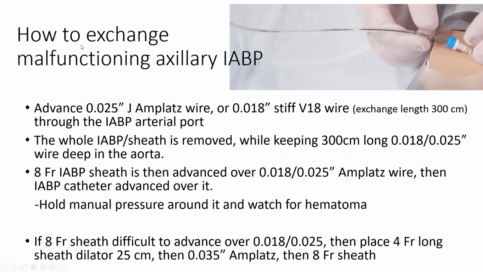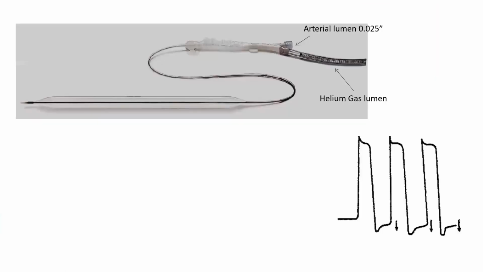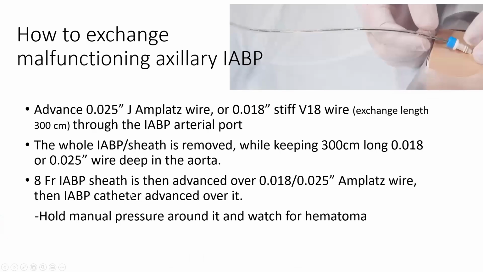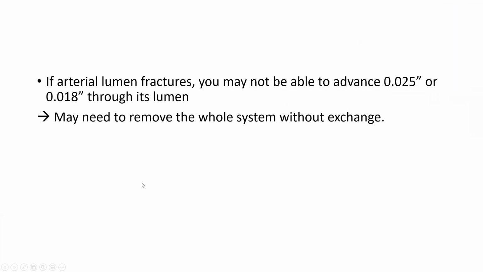Keep in mind, I described how to exchange a malfunctioning axillary balloon pump. But sometimes the malfunction is so severe that the arterial lumen is fully fractured and separated, so that you cannot even advance a wire through it. In those cases, you may need to take the whole system out without exchange and without the possibility of a closure device. And I will explain how you can achieve hemostasis in those cases.